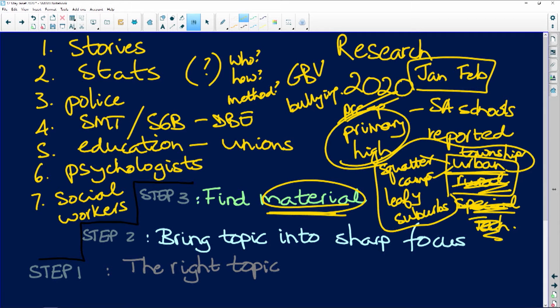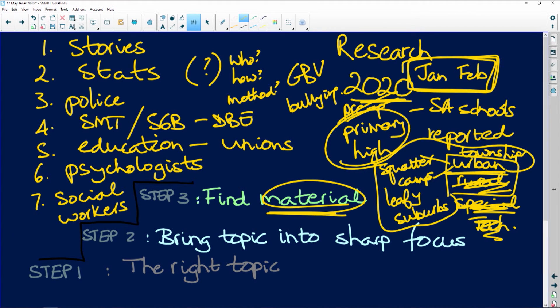Do you see your research, and obviously most people would start online, but you can do research in any way, get hold of material. But you are now looking for specific things. All of this, these 7 things we've listed, are to do with January and February of this year in South Africa. This is what we're looking for.